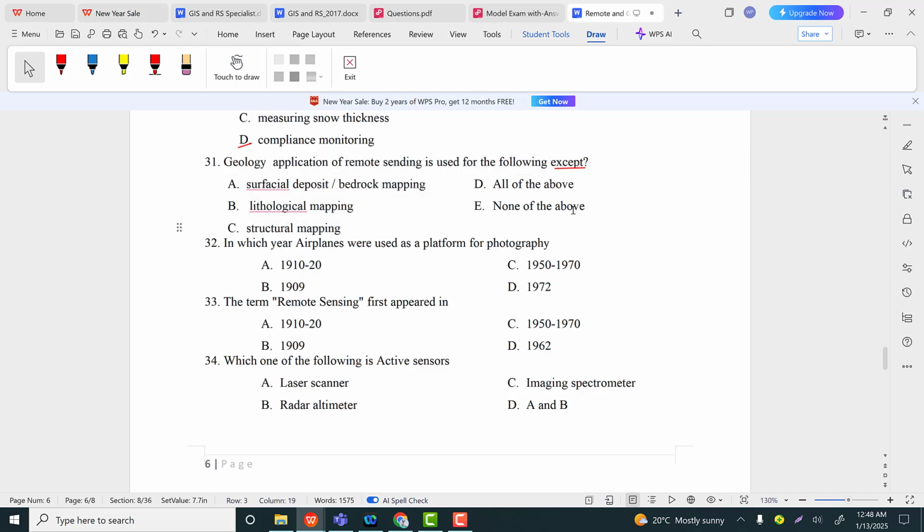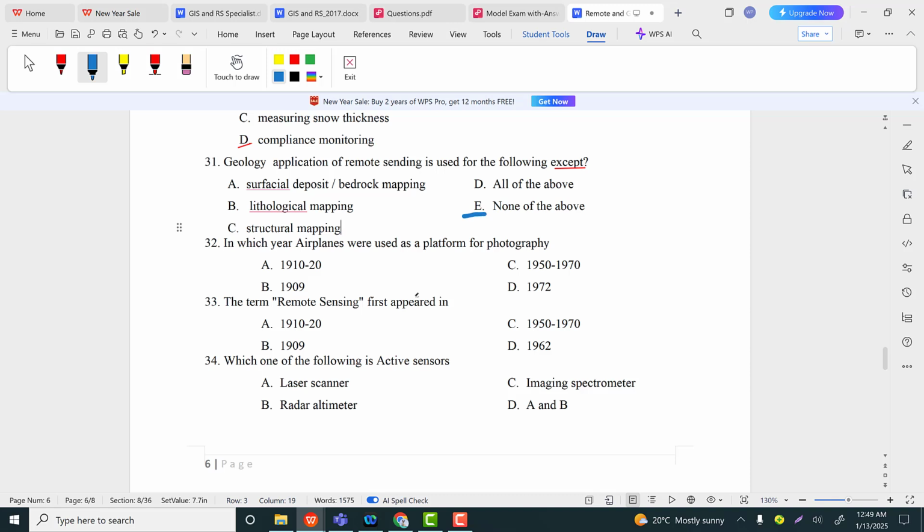Let me give you an explanation. Geological application of remote sensing: surface deposit is related to deposition. It can be sediment or any type of rock material. So this is related to geology. Lithological mapping is simply the geological aspect. Structural mapping is also geological mapping. All of the above is the answer. So since the question is except, the answer is simply E, none of the above.